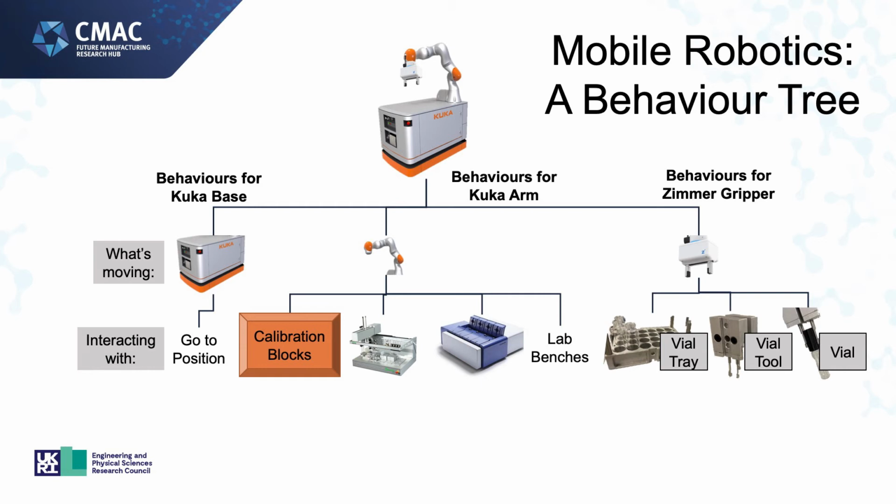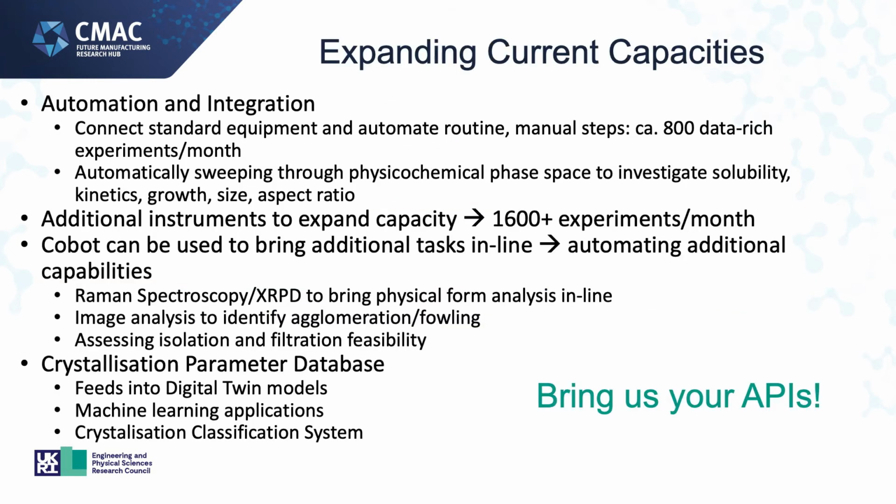So we've got the base up and running, and once it gets to either side of the lab, it needs to do more. It needs to reach out, pick things up, and grip. So this is a simplified robotic behavior tree, and we've got about 50% of these behaviors programmed into our robot right now, whether it's the base moving back and forth between the instruments, the arm reaching into the different instruments, or the gripper picking up vials, vial trays, vial tools, or the vials themselves. I'll give a video of the robot in just a second, but let me first talk about where we're going next and what we're already doing.